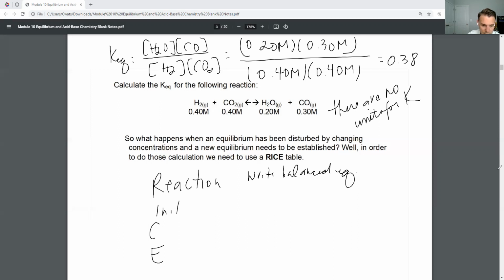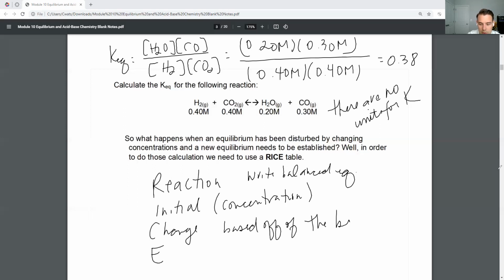The I is the initial, and that would be concentration. It's important to note that this is concentration. Sometimes you'll be given moles and a volume, and you have to turn it into concentration. C is the change, which is based off of the balanced equation. And then E is your equilibrium, and to get that, you combine I and C.